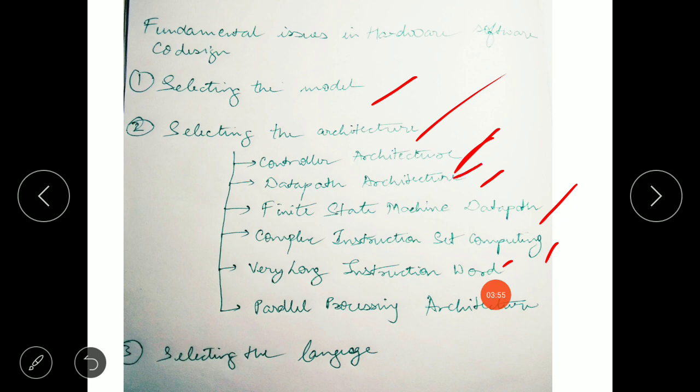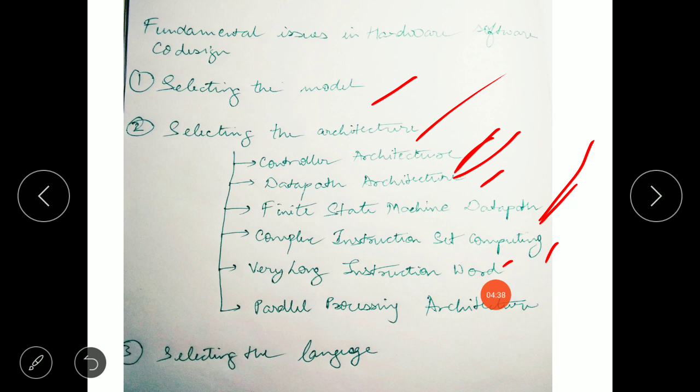The data path architecture is best suited for implementing the data flow graph model, where the output is generated as a result of a set of predefined computations on the input data. Then the finite state machine data path architecture combines the controller architecture with the data path architecture, and it implements a controller with data path. The controller generates the control input, whereas the data path processes the data.